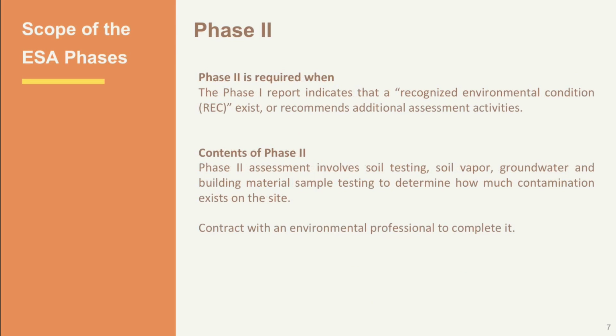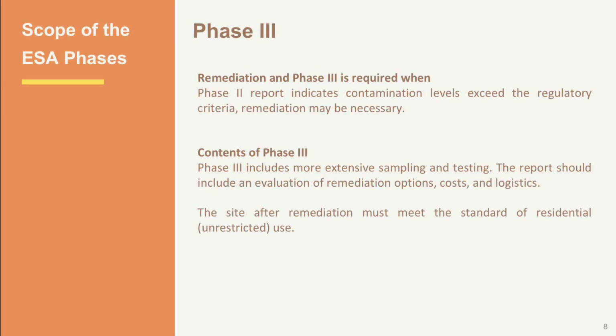If the report in Phase 1 indicates that a recognized environmental condition exists on the site or recommends additional assessment activities, then a Phase 2 is required. Sample testing will be conducted in Phase 2 to determine how much contamination exists. If the contamination levels in Phase 2 exceed the regulatory criteria, the site may need remediation.